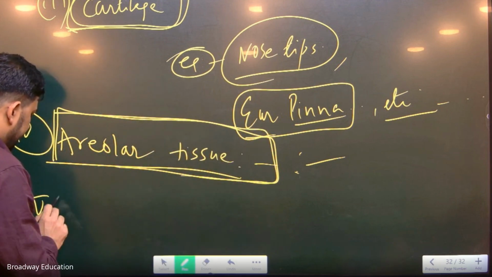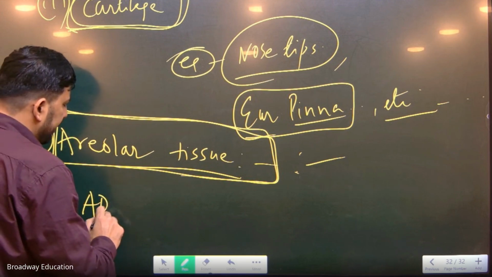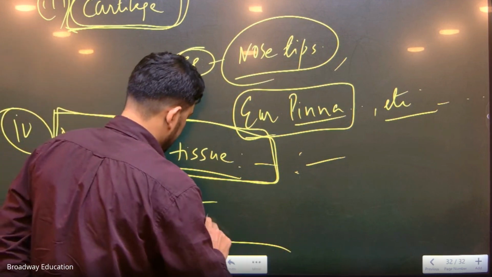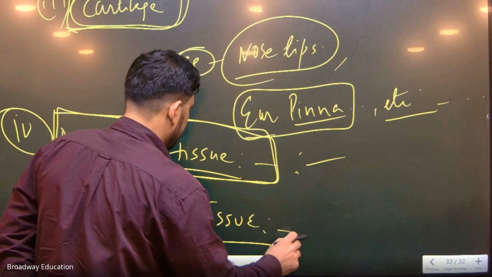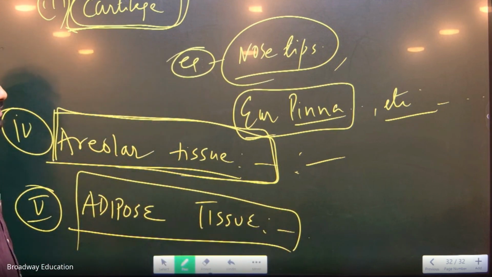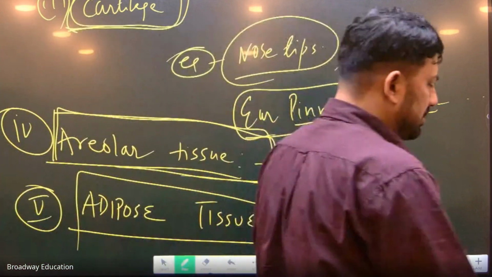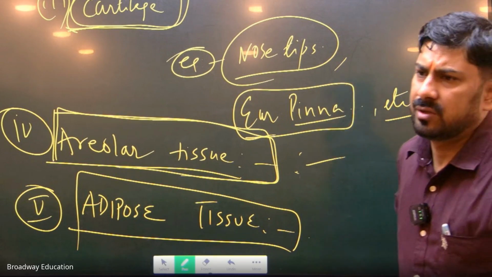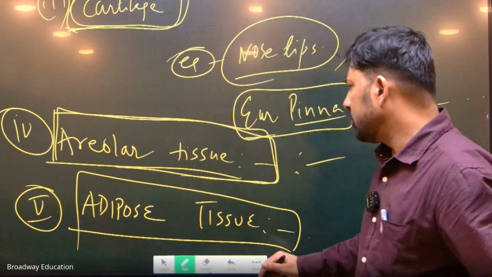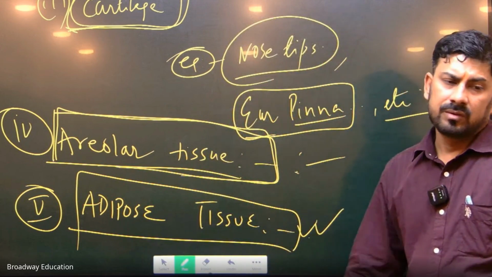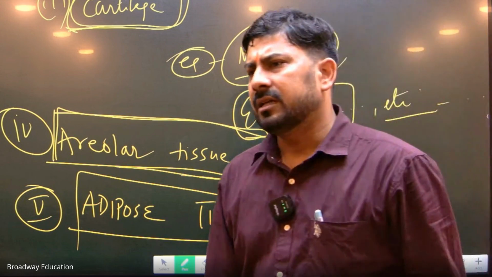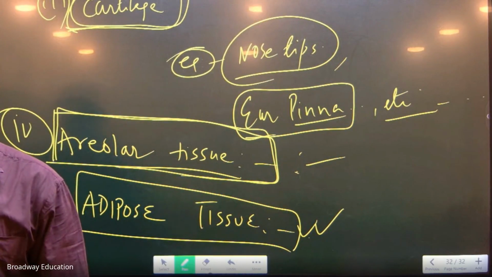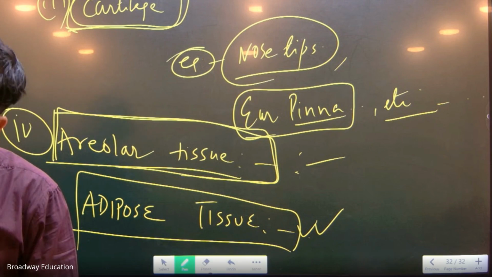Then the fifth one will be the adipose tissue. Write it down. Under this, you please write: these tissues are associated with the storage of fats. Very important, adipose tissues.